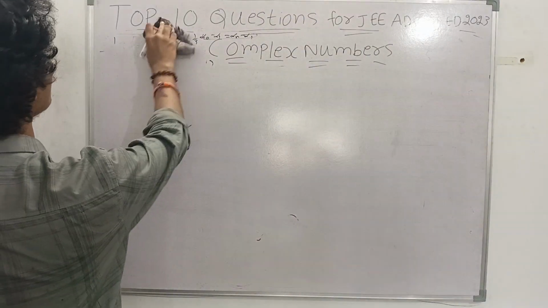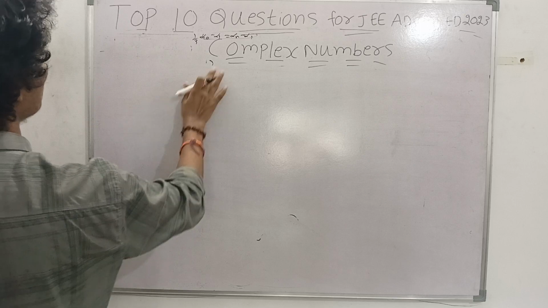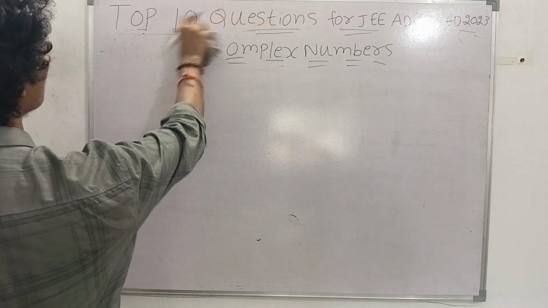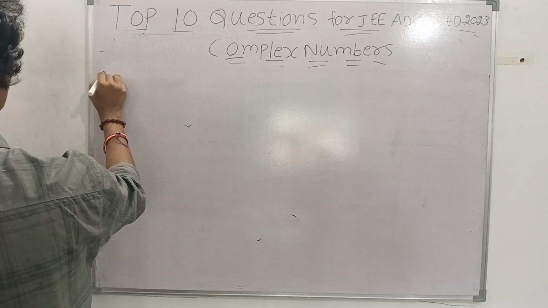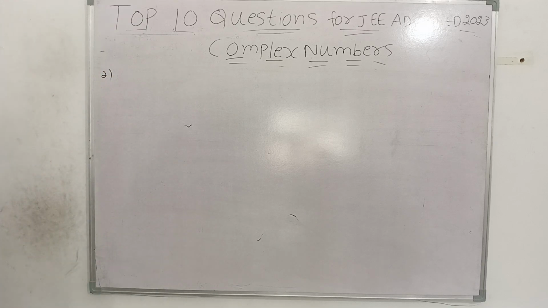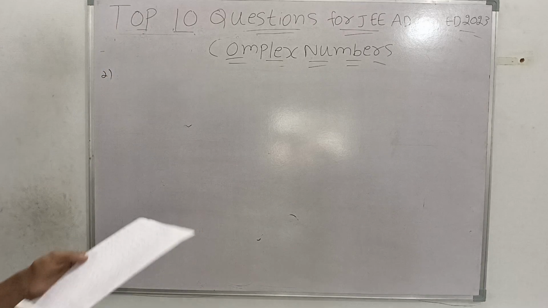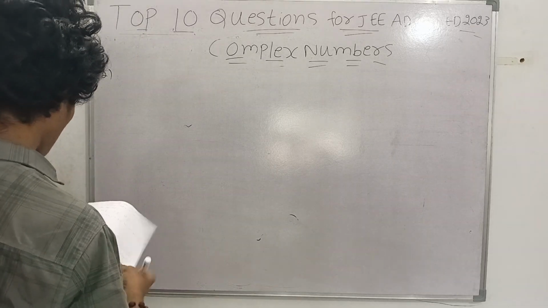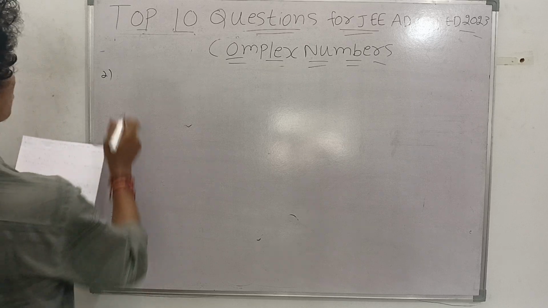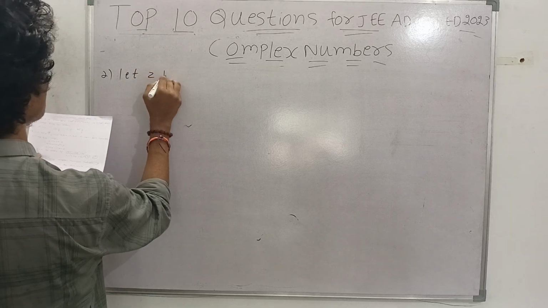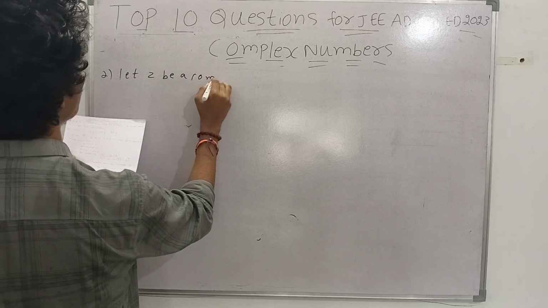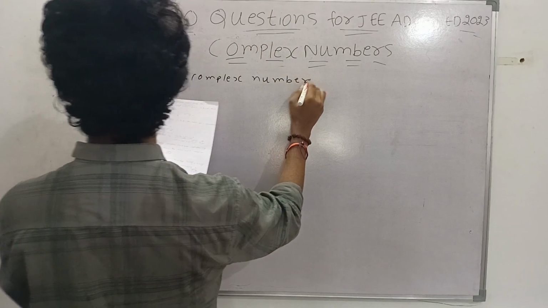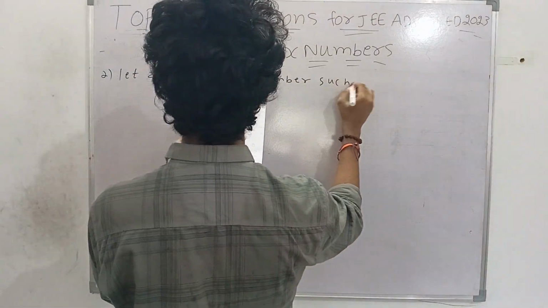These complex number questions are tedious in the JEE Advanced, but some questions really came easy in the previous years. Second question now. The second question is, let Z be a complex number.